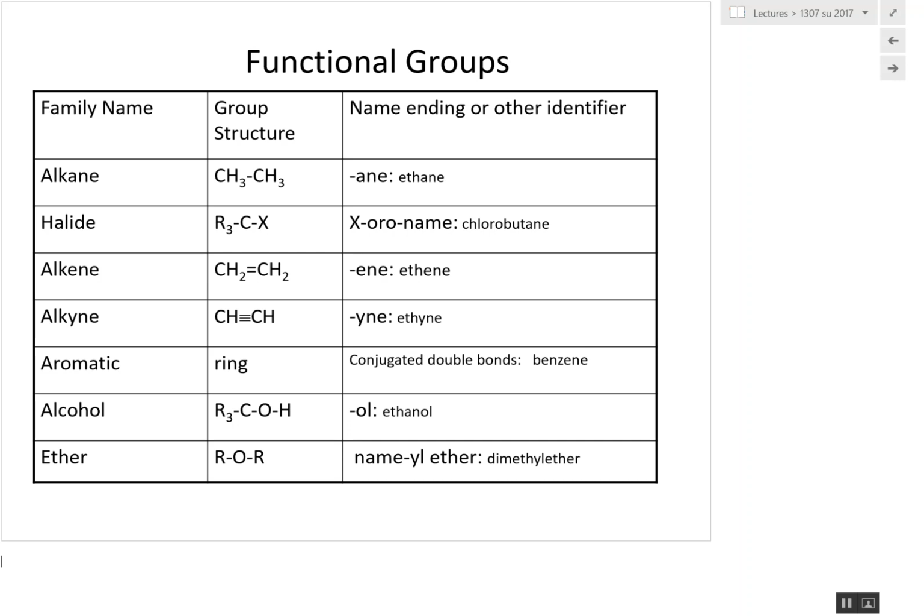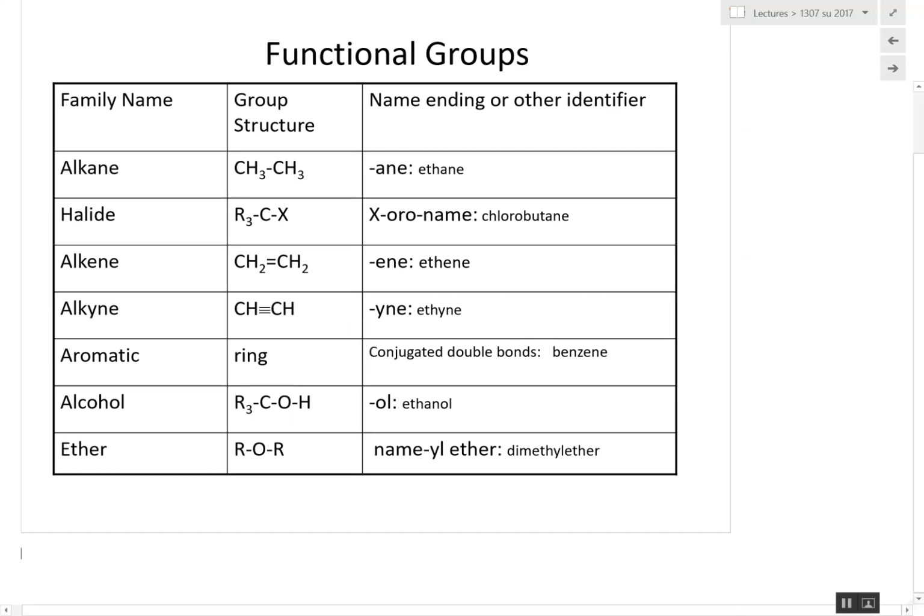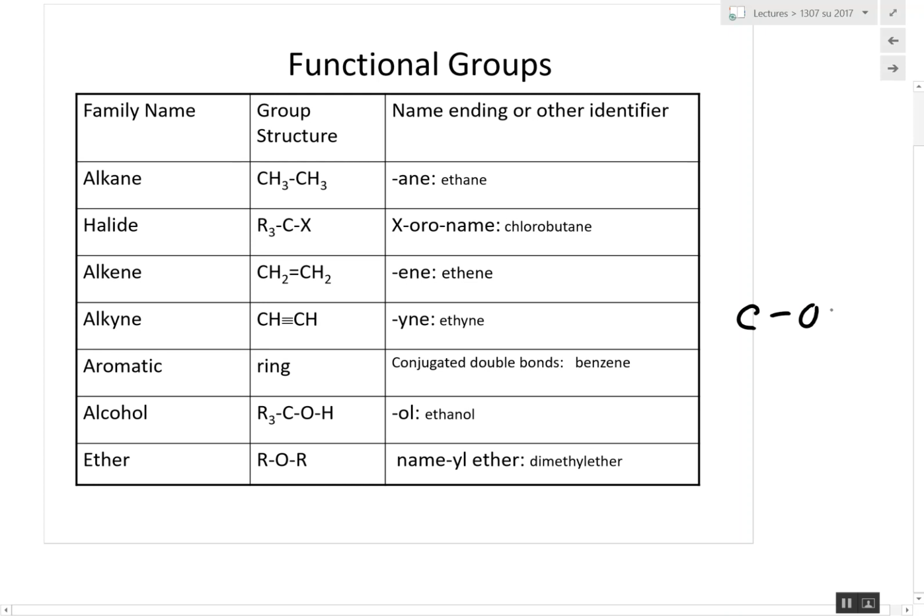There's your ether. This R is just a general symbol, saying any kind of carbon complex over here bound to another carbon complex over here. So really, here's a simple ether. This is dimethyl ether. So what is an ether? A carbon-oxygen-carbon bond is the functional group in ethers.